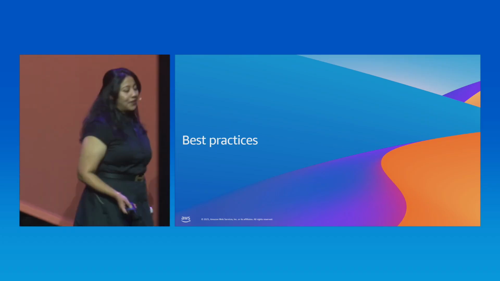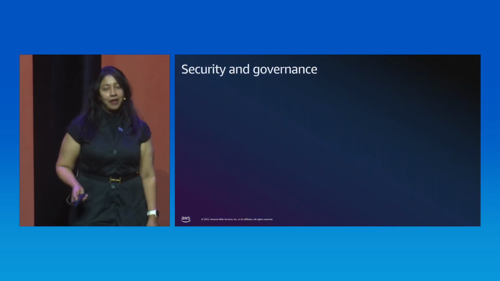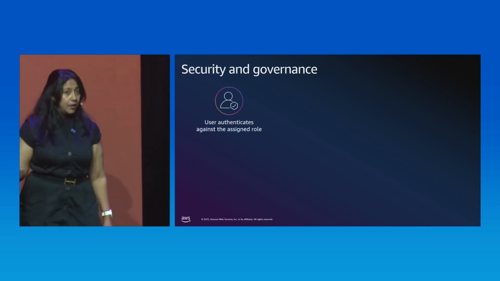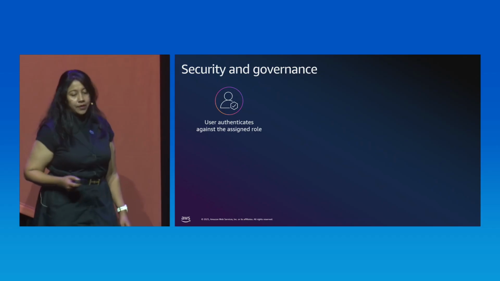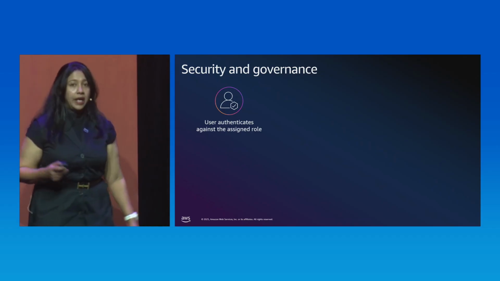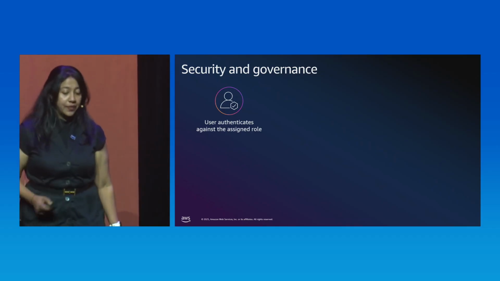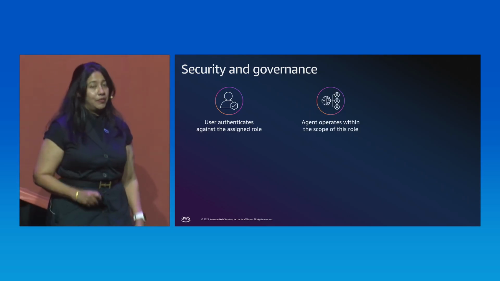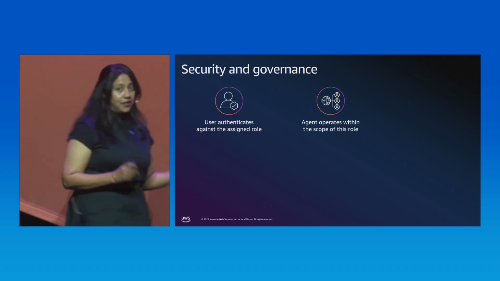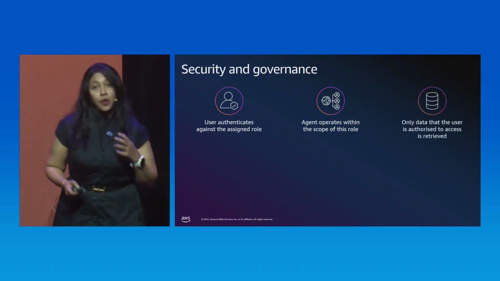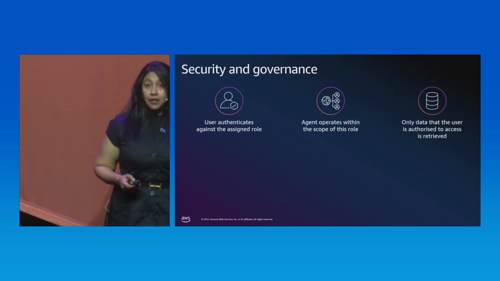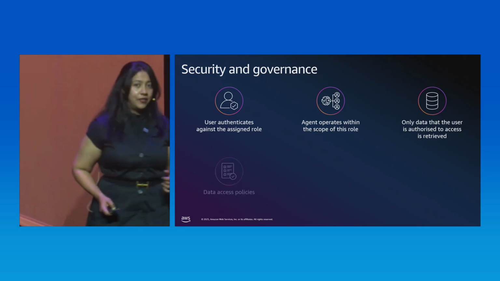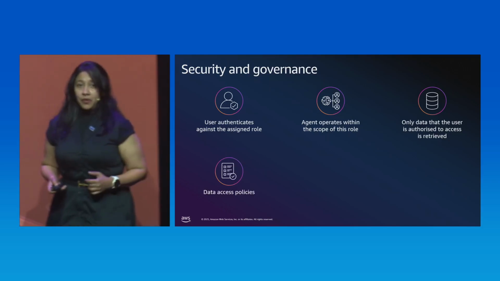I'm back again. So, in order to make our system safe and protect our data, there are some guidelines that we should be following. The first one, no-brainer, the end user should be authenticated. The second one is, yes, very important. The agent should be working within the scope of that end user's role. And only the data that the authenticated user is authorized to access, only that data is retrieved. We are talking principle of least privilege.